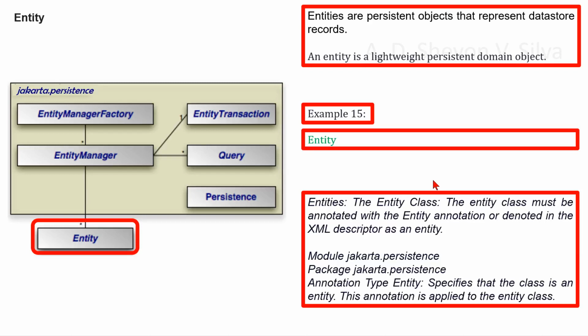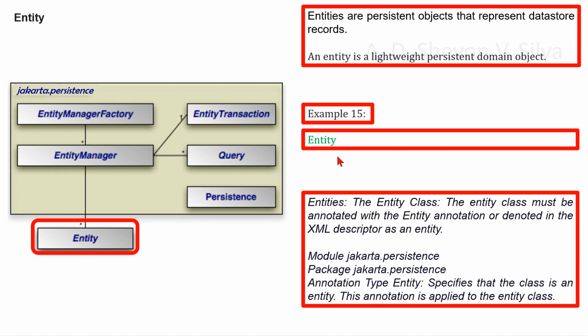Now we are considering the entity class. The entity class must be annotated with an Entity annotation or denoted in the XML descriptor as an entity. The annotation type Entity in package jakarta.persistence specifies that the class is an entity, and this annotation is applied to the entity class. The entity class must have a no-arg constructor. The entity class may have other constructors as well. The no-arg constructor must be public or protected.